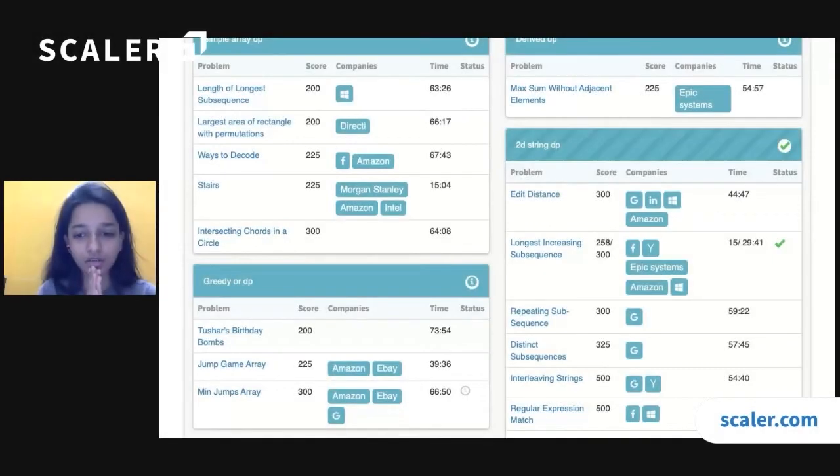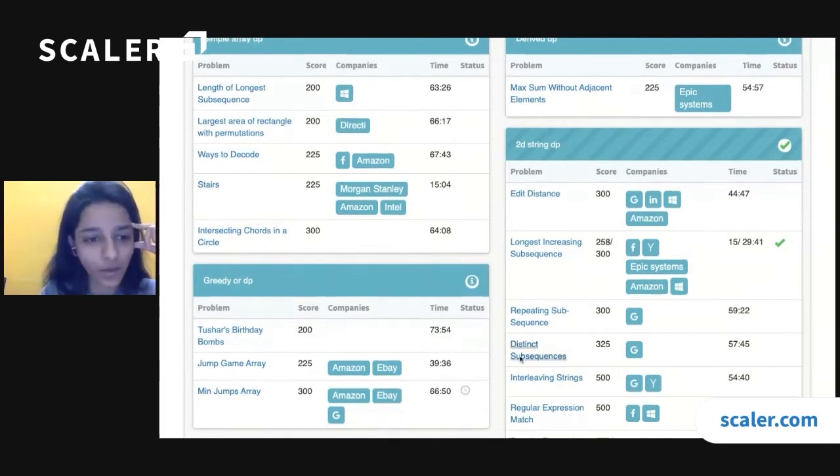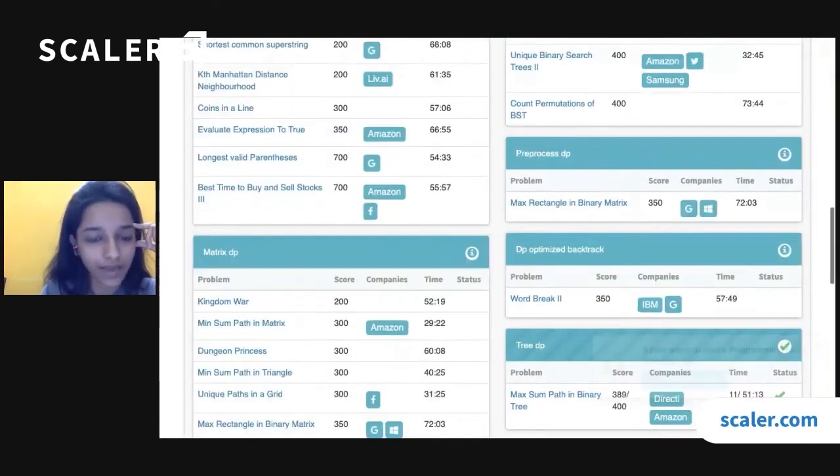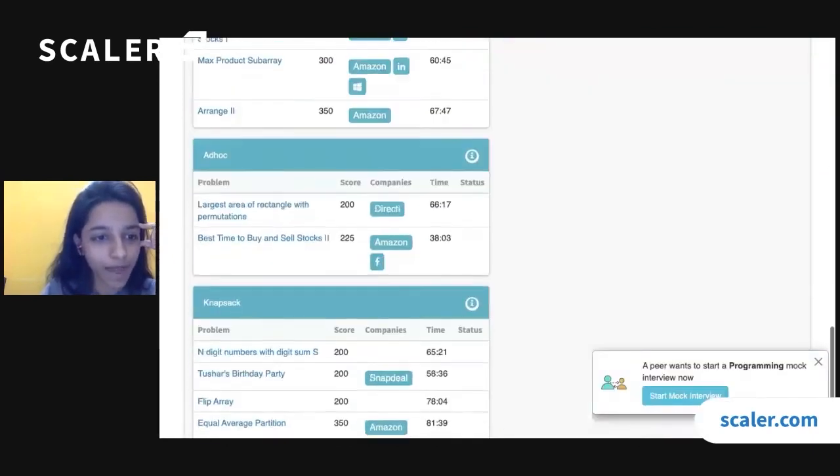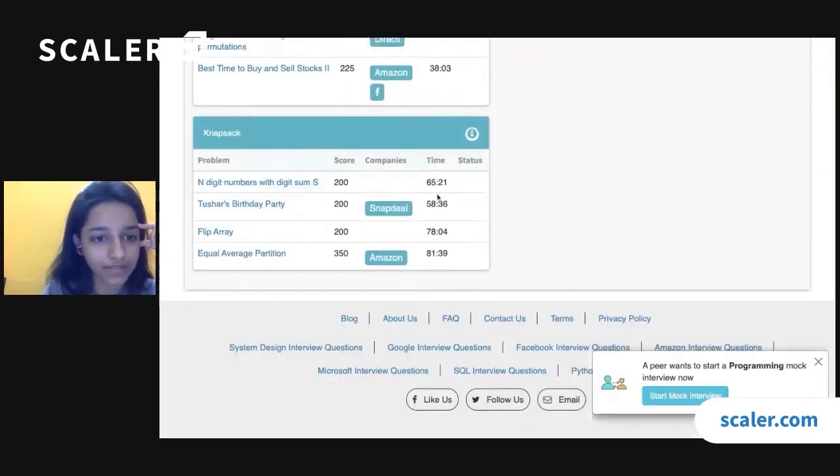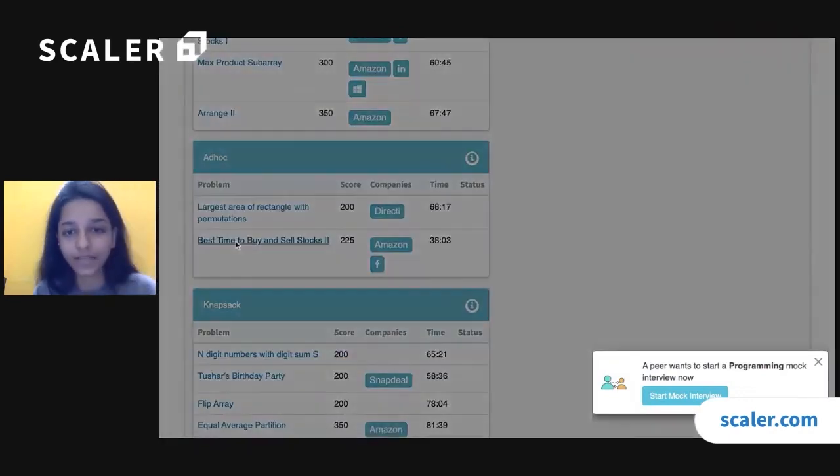So today's session is on dynamic programming day 2. Here I have the question, and the question that has been asked is Buy and Sell Stock 2. So let's dive into that question. Okay, let's get started.